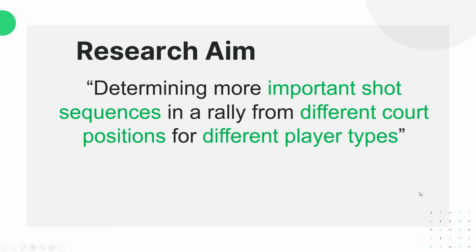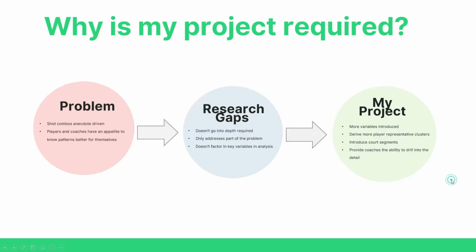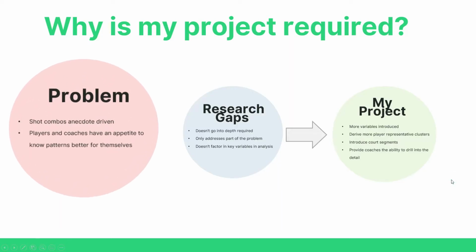So in terms of the research aim, the importance of shot sequence is highlighted. It's in a rally, so I'm talking about ground strokes here, and from different court positions and for different player types. Now, my understanding of the problem comes from working with not only players at the top of the game and coaches there, but also all the way down to the grassroots level.